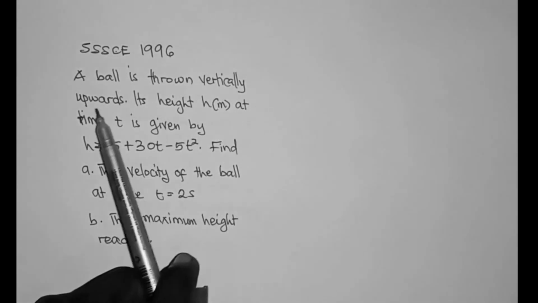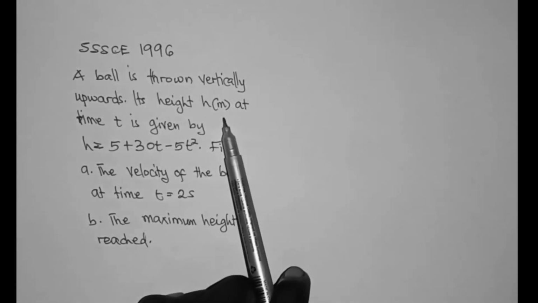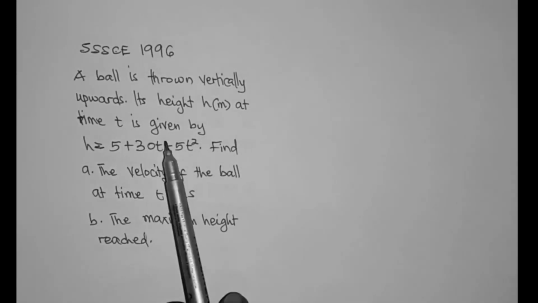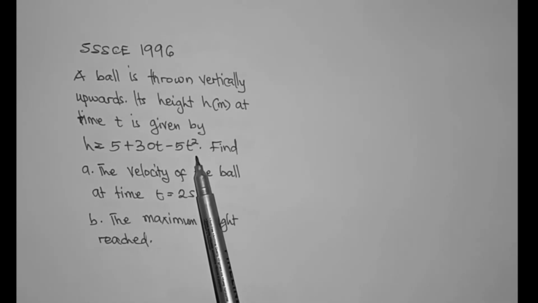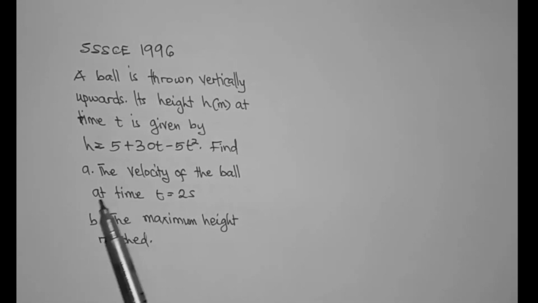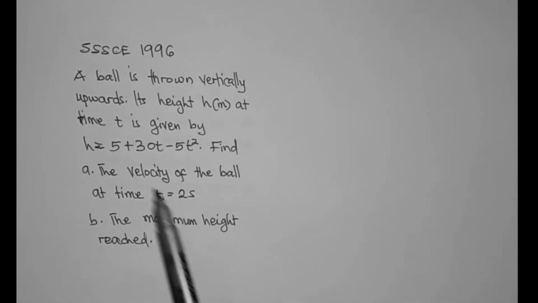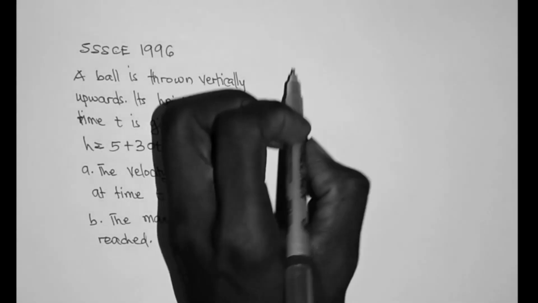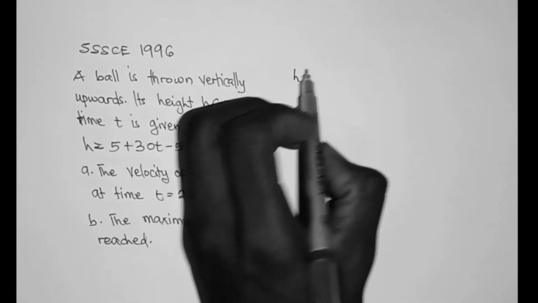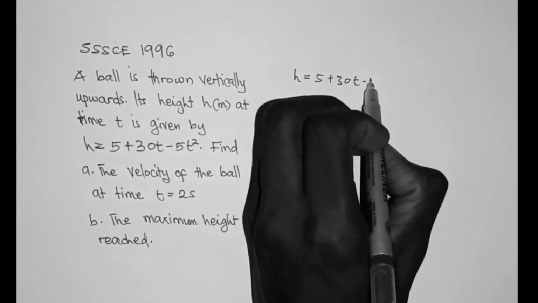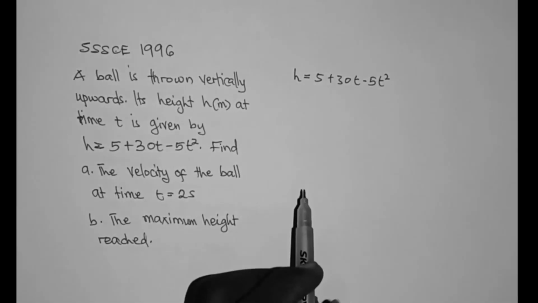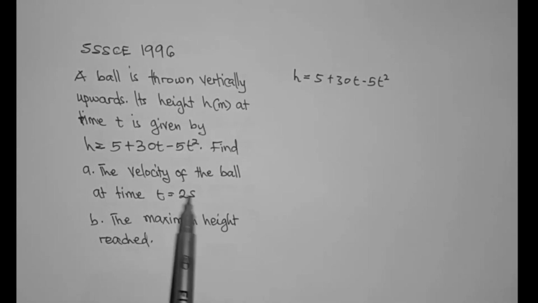A ball is thrown vertically upwards. Its height, h in meters, at time t is given by h equals 5 plus 30t minus 5t squared. Find A, the velocity of the ball at time t equals 2 seconds, and B, the maximum height reached. So the equation is the height, and the height is given as h equals 5 plus 30t minus 5t squared. So the first part is we should find the velocity of the ball.